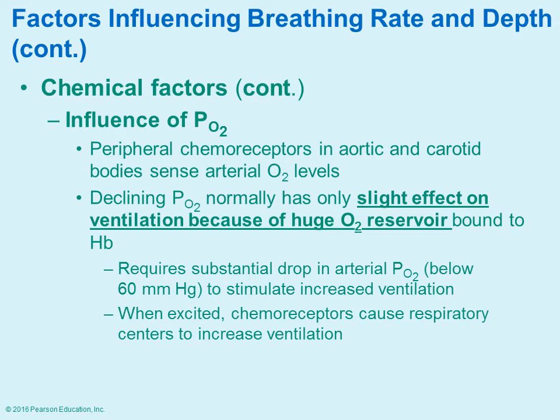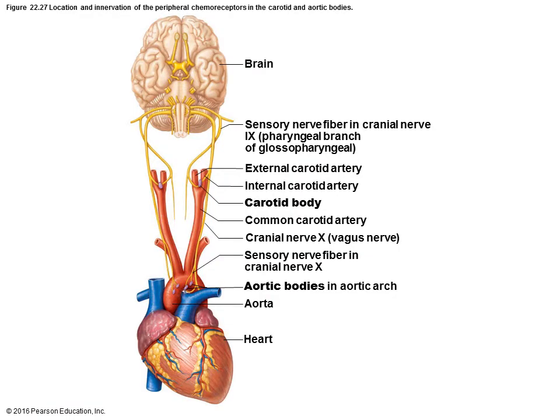The oxygen partial pressure influence on the breathing rate typically only has a slight effect because usually there's a reservoir on the hemoglobin. The hemoglobin usually does not release all of the oxygen. So you would have to have a severe drop of oxygen before you would see an increase of the respiration rate. And this is showing, once again, the location of the chemoreceptors on the aortic arch, and then also those chemoreceptors on the carotid arteries as well.